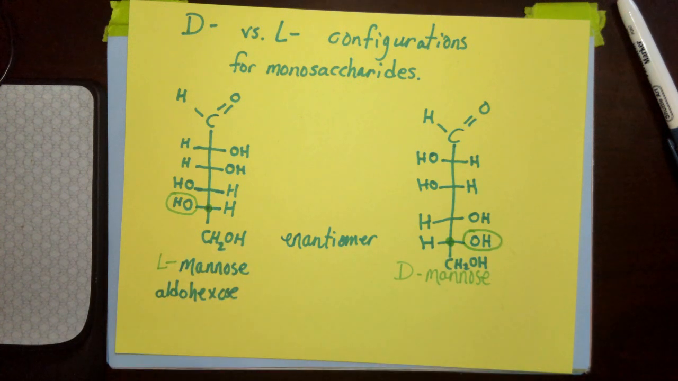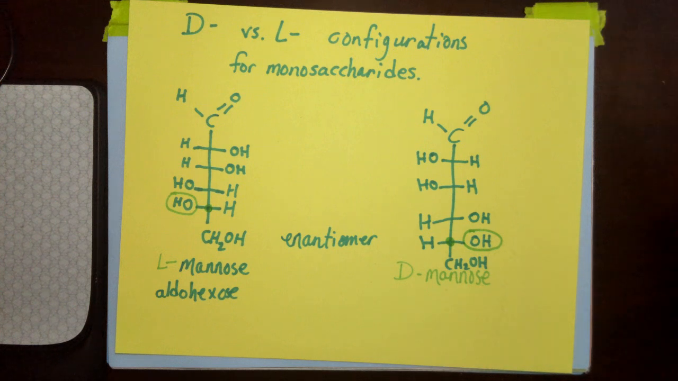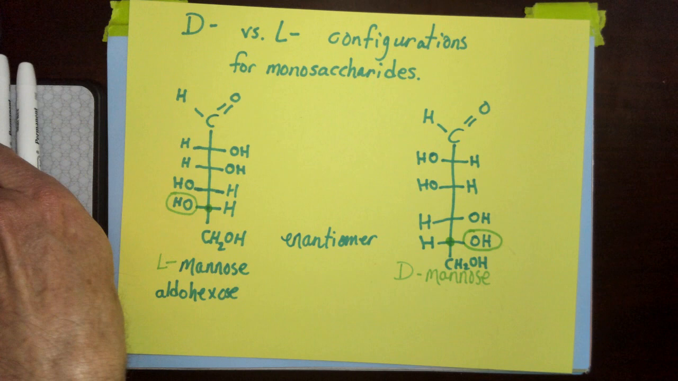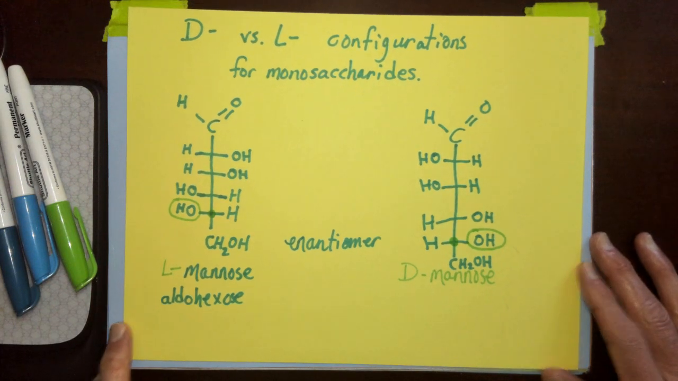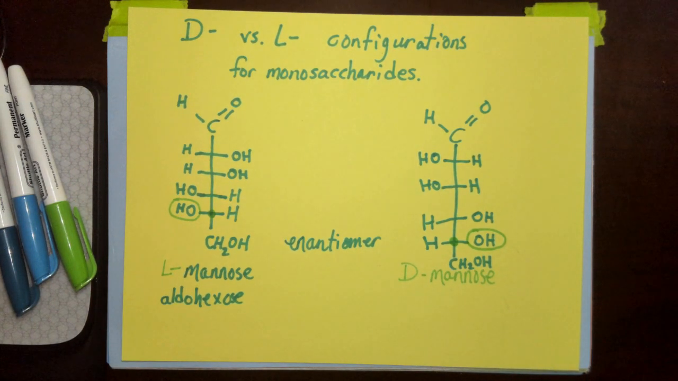Just a simple monosaccharide found in lots of fruits and vegetables: apples and peaches and cabbage and broccoli. So, D and L configurations.